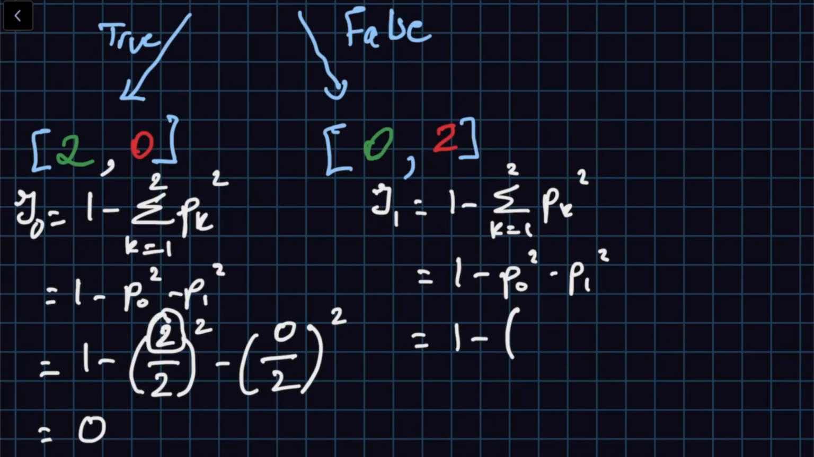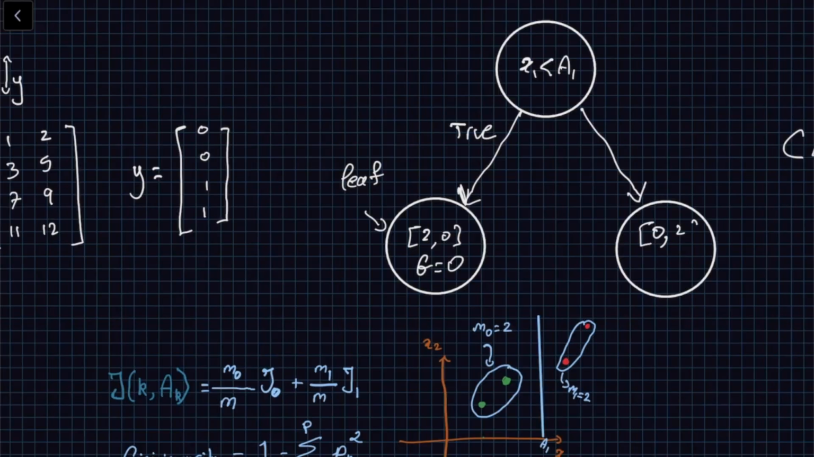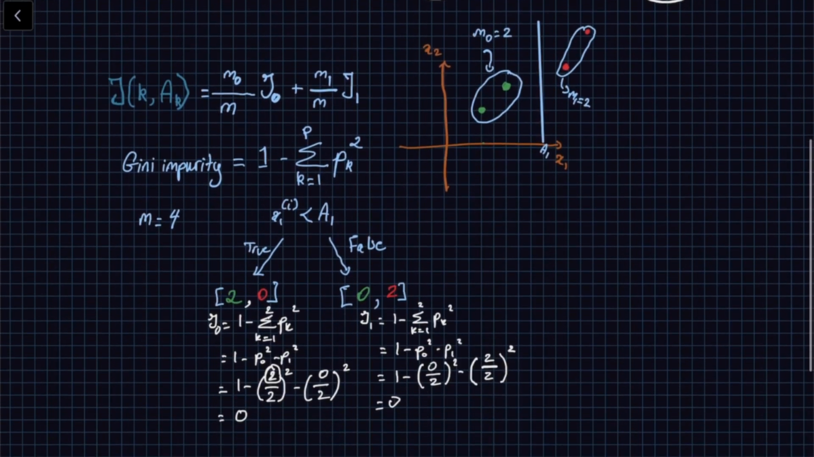Because how many samples do you have classified as 0? None out of 2 in total. And how many samples do you have classified as 1? All the samples. There are 2 in this subset. Square, which is 0. Going back up to the tree, it's 0, 2, G is 0, and you're done. Oh, and by the way, to finalize this, 0, 0, you plug them back in J0, J1, you get a total cost of 0, which is the best thing you can do.